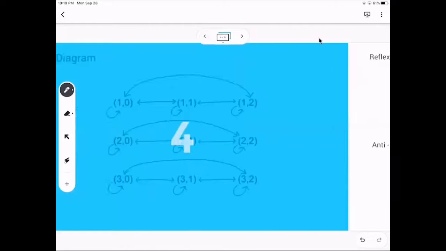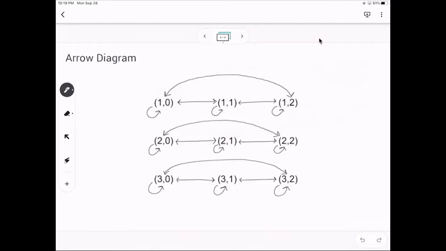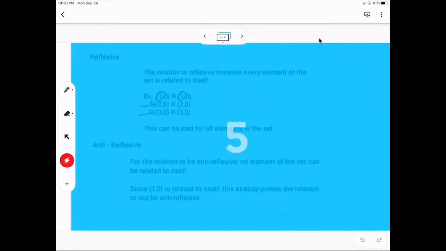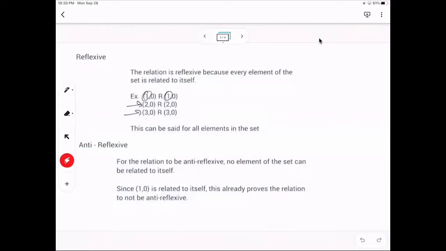We can even see this in our arrow diagram, which is represented by these arrows pointing from each element to itself. And we see that every element in this relation has an arrow pointing to itself, which means that every element in this relation is related to itself, meaning that this relation is indeed reflexive.